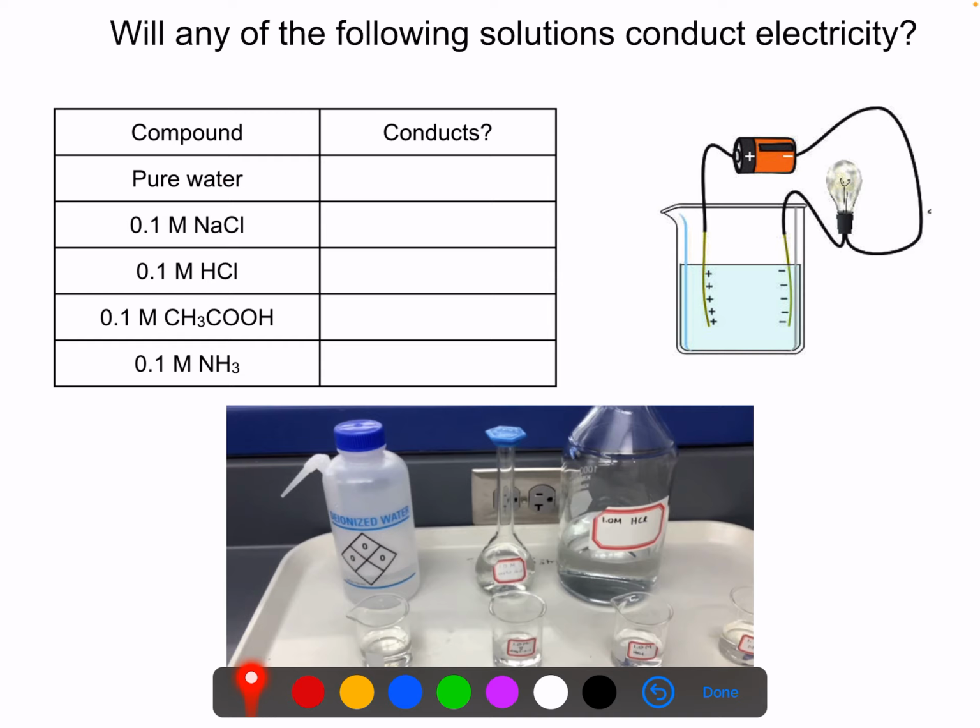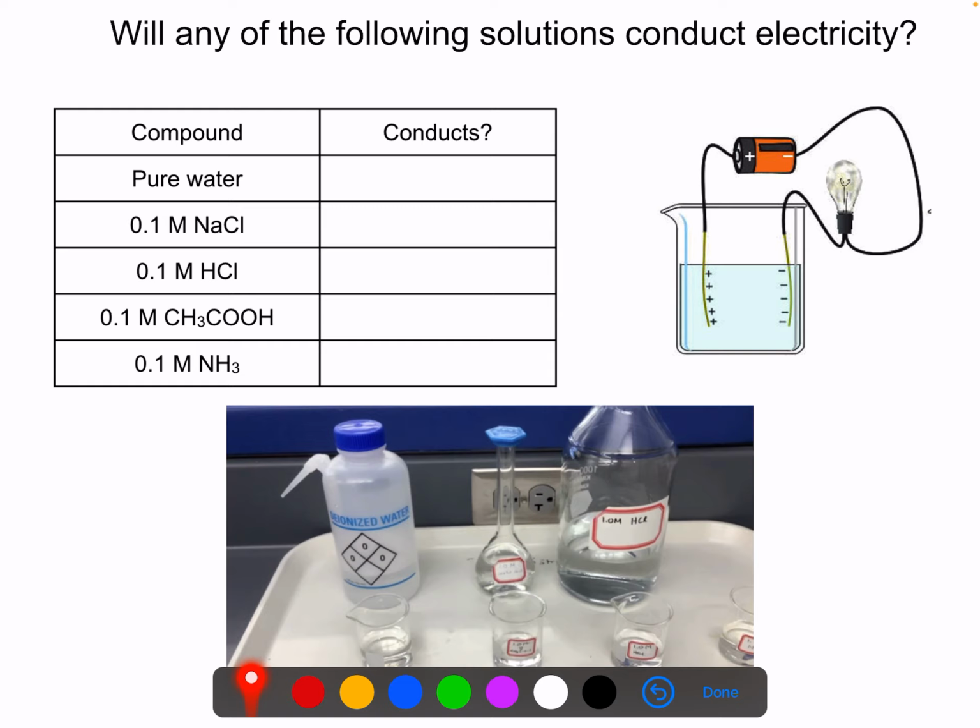You may recall previously that pure water does not conduct, but sodium chloride will conduct. And the point of that was sodium chloride has ions in it, and it's the flow of ions from one electrode to the other that completes the circuit and allows electricity to be conducted. So now we can ask ourselves, HCl, CH3COOH, and NH3, will these conduct electricity?